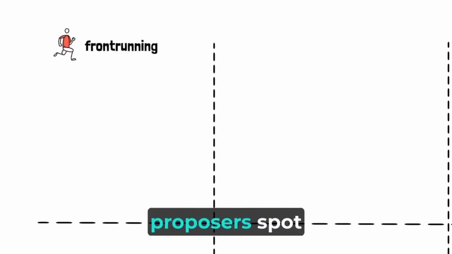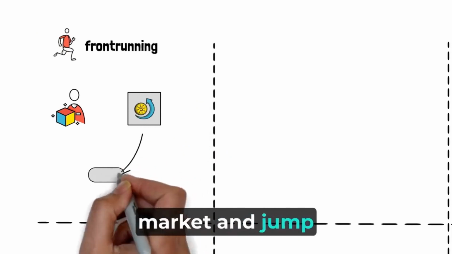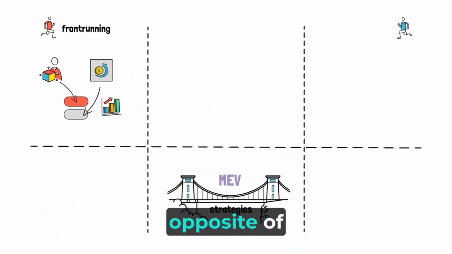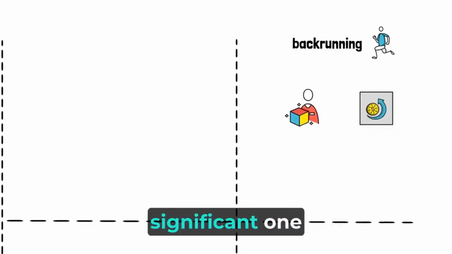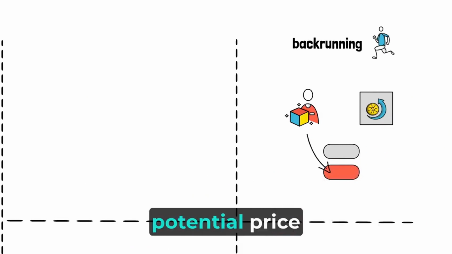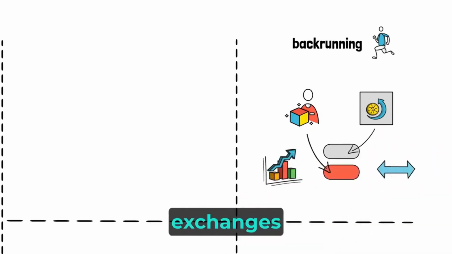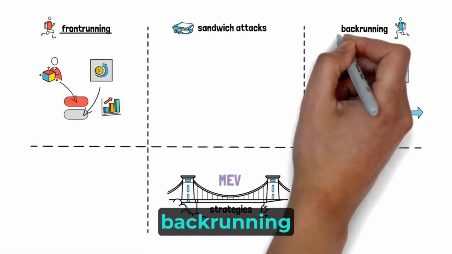Front-running. Proposers spot a pending transaction in the mempool that can shift the market and jump right ahead to benefit from the price change. Backrunning. Opposite of front-running. Proposers position their transaction right after a significant one, often exploiting potential price discrepancies or arbitrage opportunities between exchanges. Sandwich attacks, a combination of front-running and back-running.